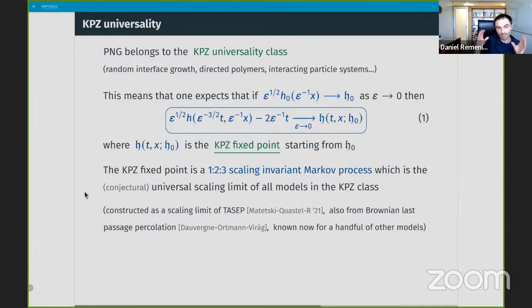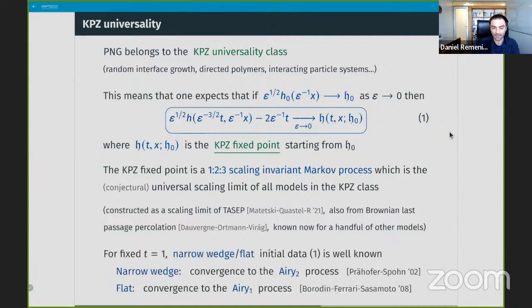Okay, but PNG belongs to the KPZ universality class. So one expects, and actually it can be proved, I'm going to say it later, that for the PNG height function we should have convergence to this special process called the KPZ fixed point. And very quickly, I wanted to say that this convergence, in the case of narrow wedge, so that's the last simulation that I showed, the one where it grows like a droplet, is what Prähofer and Spohn proved in the paper that I quoted at the very beginning, okay?